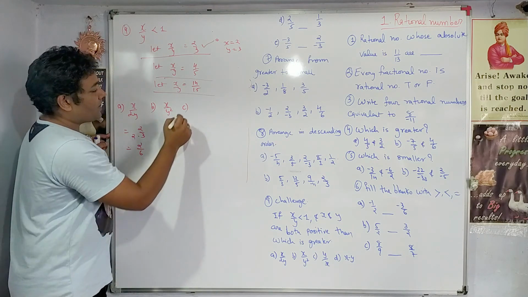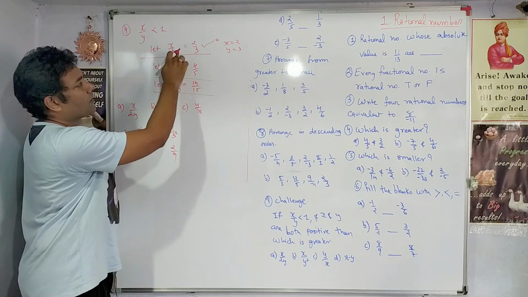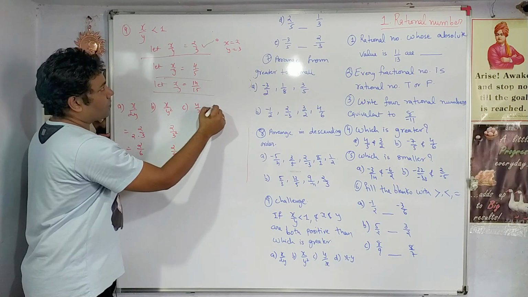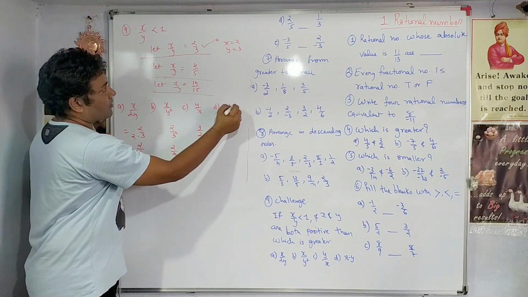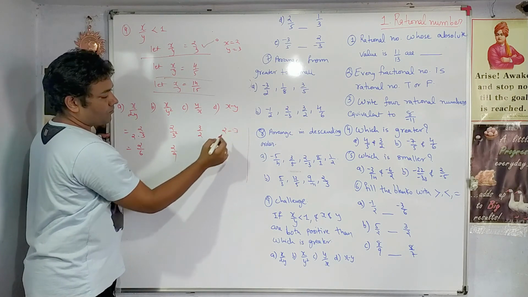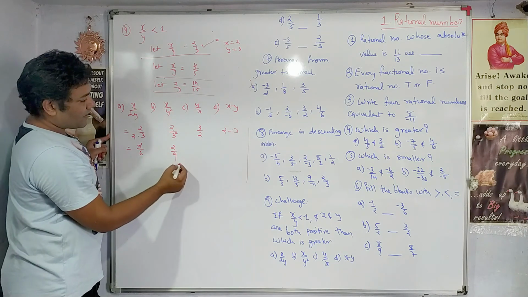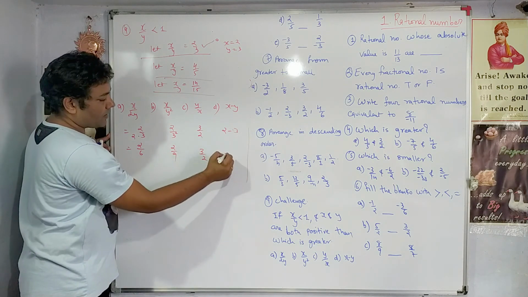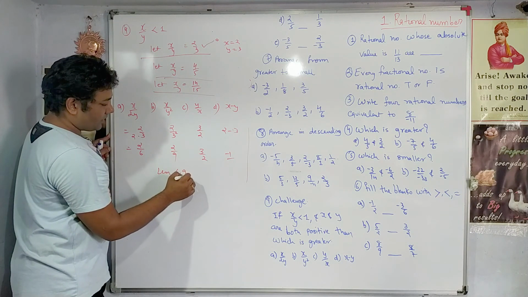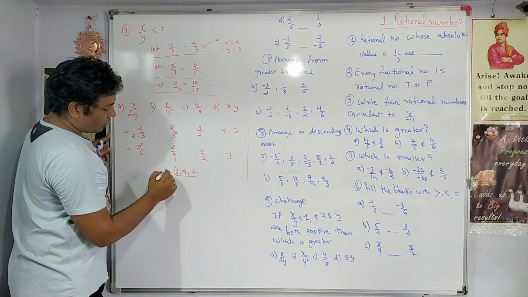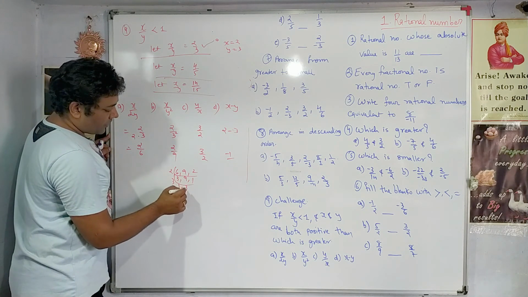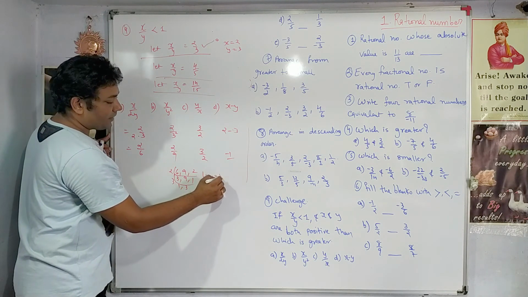Then C, y upon x. What will be y upon x? Reverse, so this will be 3 by 2. And then what will be the D? x minus y. What is the value of x? 2. And what is the value of y? 3. So now simplify: this is 2 by 6, this is 2 by 9, this is 3 by 2, and this is minus 1. Now take LCM. What is the LCM of 6, 9, 2? Let us find out. 3 3s are 9, 9 2s are 18, so the LCM is 18.